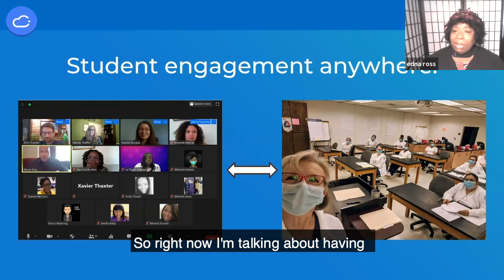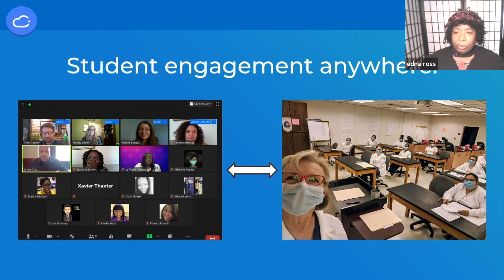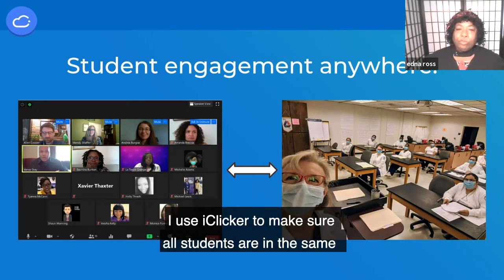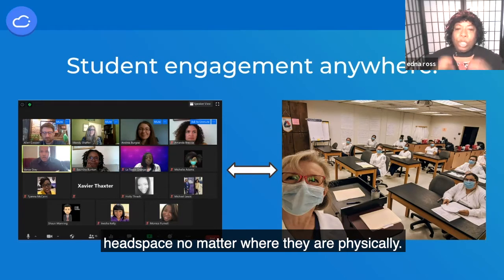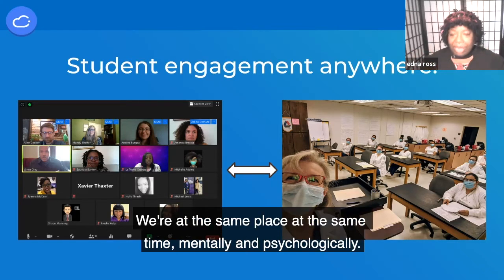So right now, I'm talking about having students home or wherever, and I'm having students in the classroom. I use iClicker to make sure all students are in the same headspace no matter where they are physically, and this helps everyone with our connections. We're at the same place and at the same time mentally and psychologically.